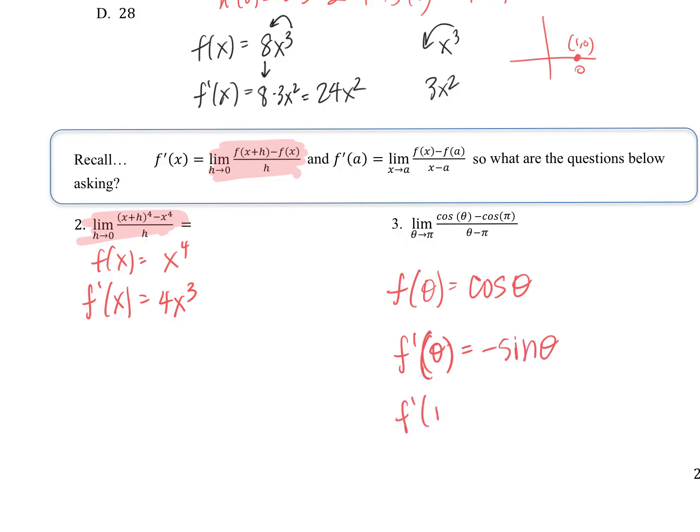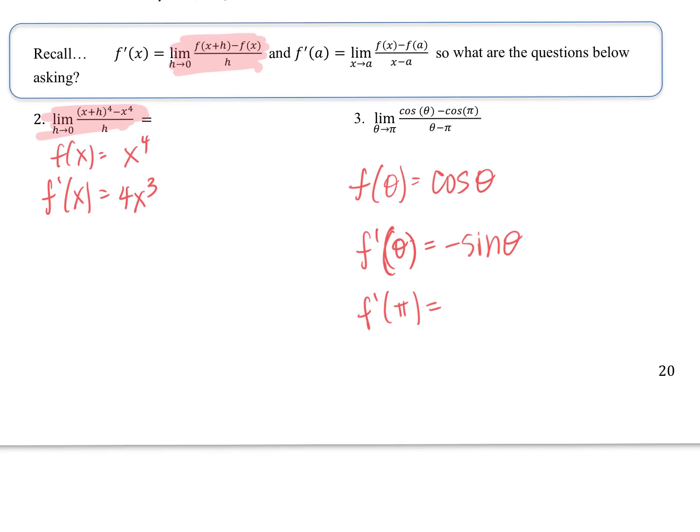And then they want that when x is pi, or when theta is pi. So now we got to go say, all right, what's the negative sine at pi? You guys, pi is over here. What's the sine over here? 0. What would negative 0 be? What'd you say? Negative 0. Yeah, just 0.